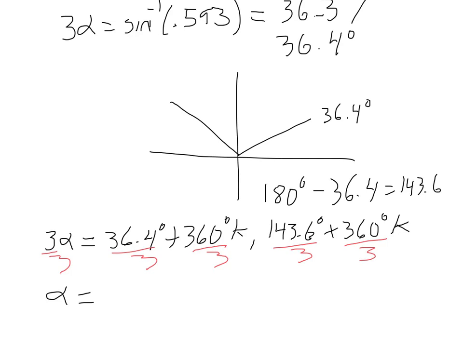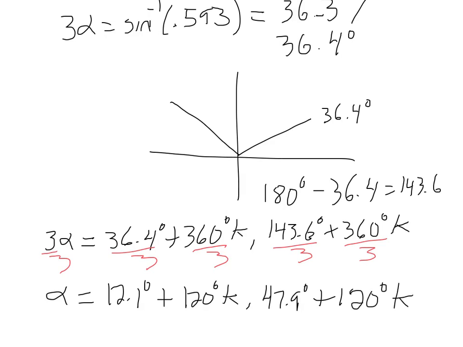36.4 divided by 3 is 12.1, rounded to the nearest decimal, 12.1 degrees. 360 divided by 3 is 120 degrees. That also gets divided by 3. 143.6 divided by 3 is 47.9, rounded to the nearest decimal, 47.9 degrees, and that's also plus 120 degrees K.